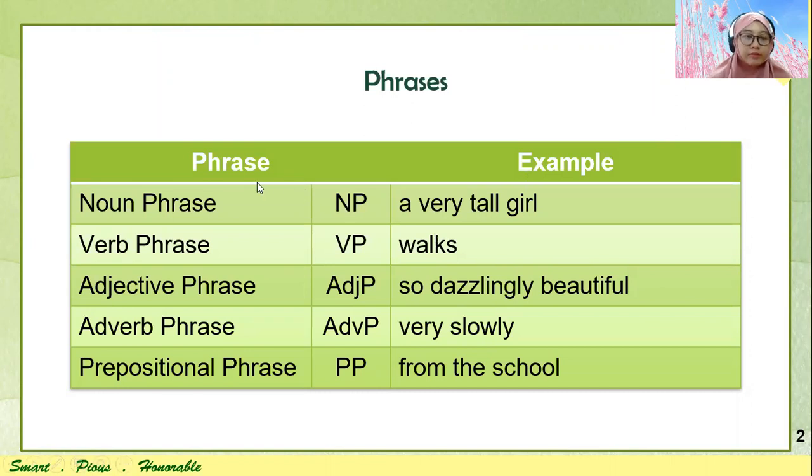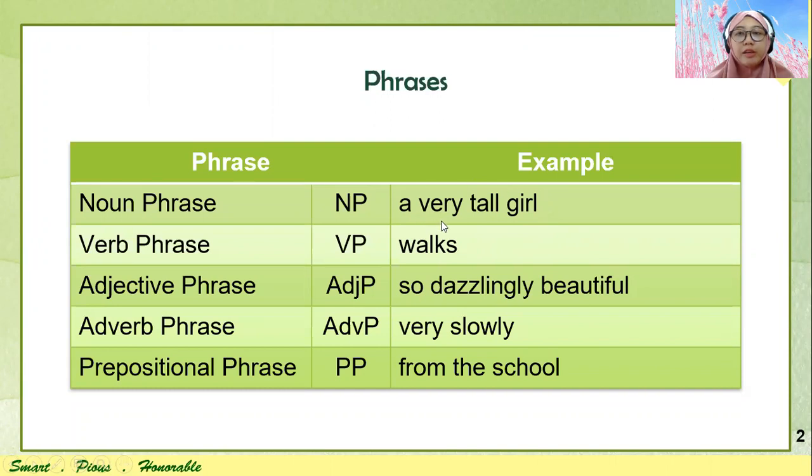There are 5. The first one is noun phrase, and this is the abbreviation of noun phrase, NP. And this is the example, a very tall girl. So a phrase can consist of only one word or more than one word. In this example, we have 4 words. There is a determiner here, and then an adjective, and then the noun. However, if we unite them all, there will be one noun phrase.